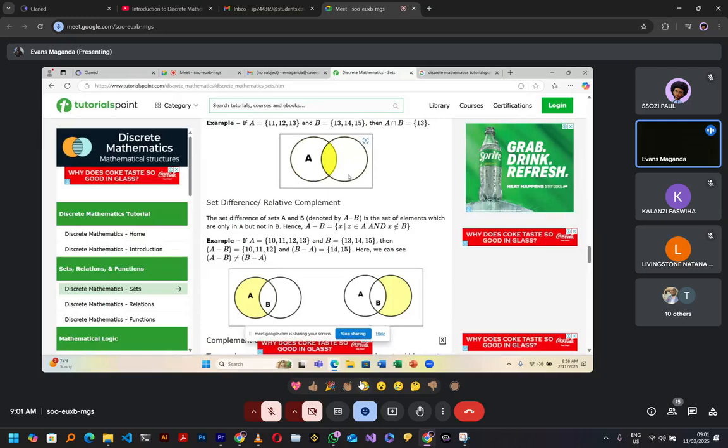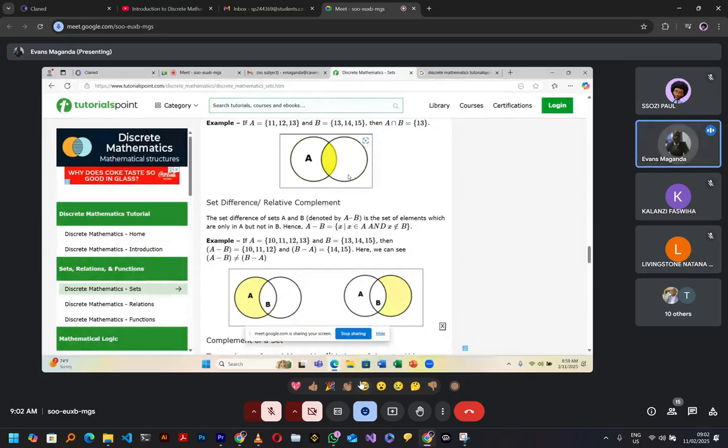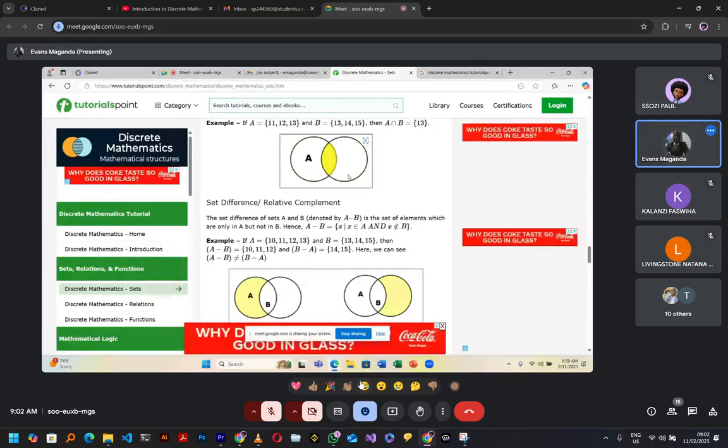Then you will have A, and then you will have B. So in A, we have 10, 11, 12, 13. Then in B, we have 14 and 15. So which part do you think is A minus B? Which part do you think we shared?